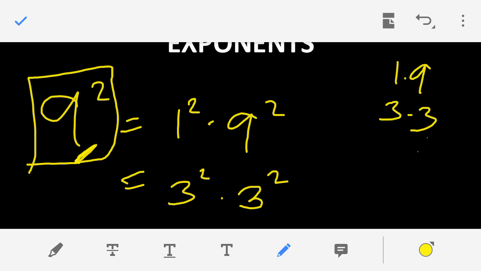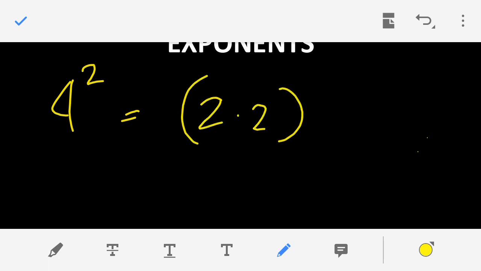Okay, so another example, you have 4 squared. We can write 4 squared as (2 times 2) raised to the power of 2, and it will give us 2 squared times 2 squared. Did you get it? If not, please just message me.